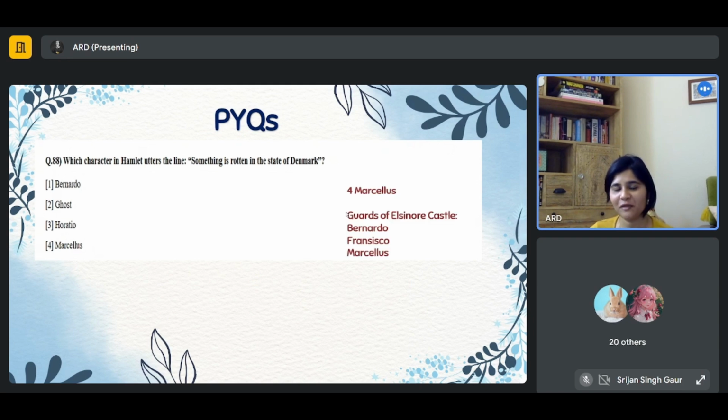Okay, right at the starting there were 3 important characters who met Hamlet right at the beginning. So these were the guards of Elsinore Castle. They were talking about what's going on, what is the latest gossip. The Duke of Denmark is dead. So they were Bernardo, Francisco, and Marcellus.